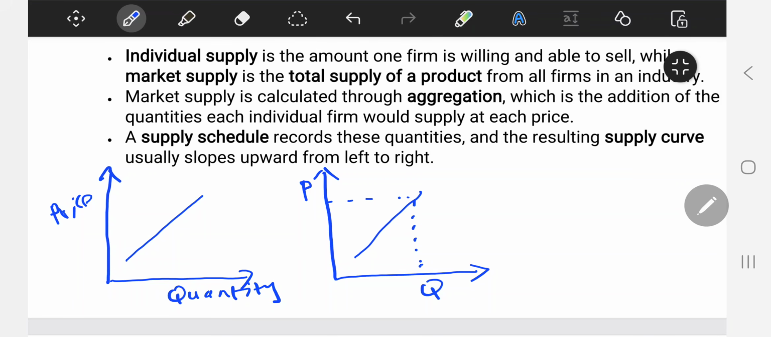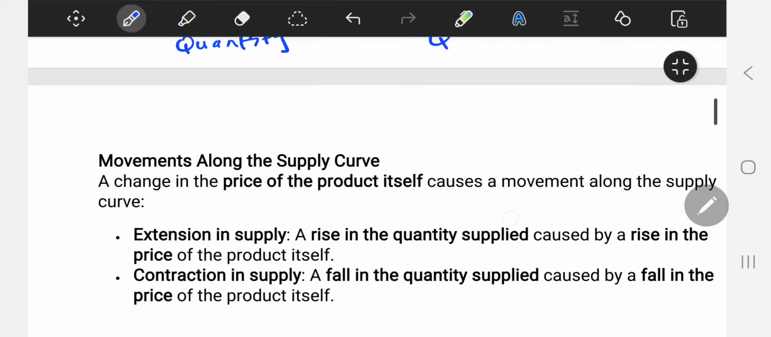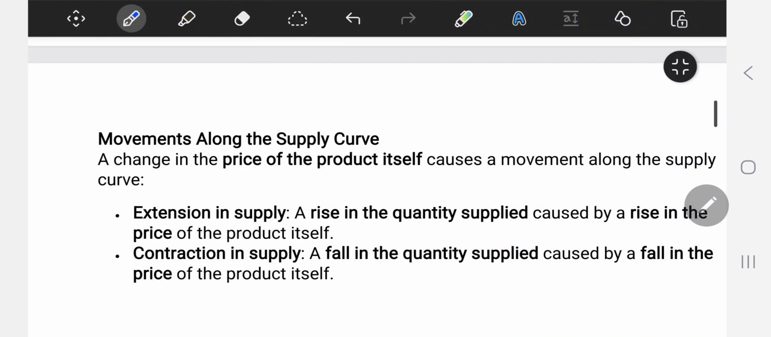Now, as you can see, one of the things that determines supply, one of the conditions of supply, a very major condition, is price. When the price is high, the supply is very likely to be high. All right, so when there's an increase in quantity supplied, we call that an extension in supply. So that's an increase in the quantity supplied, and this is because of an increase in price. On the other hand, a contraction in supply is a fall in the quantity supplied because of a fall in price.